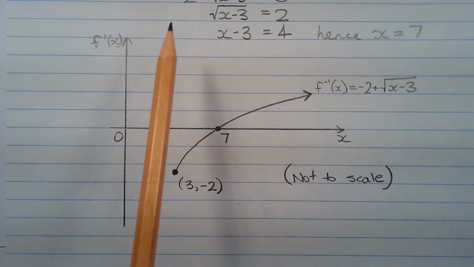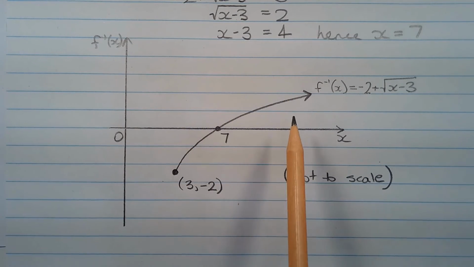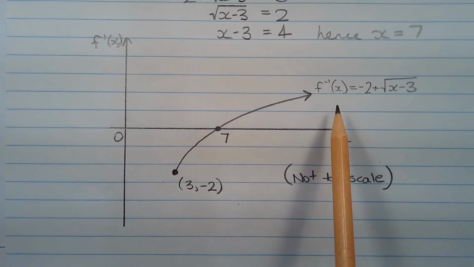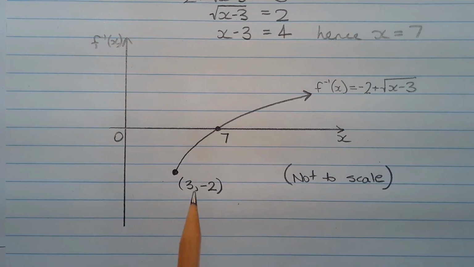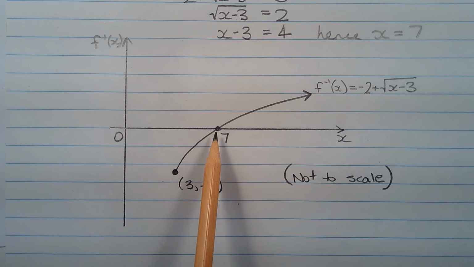The following is a sketch of the curve y equals f inverse of x, where f inverse of x is equal to negative 2 plus the square root of x minus 3. Starting from the point (3, negative 2), and note that it's a closed circle because that point is included in the graph, passing through an x-intercept of 7.